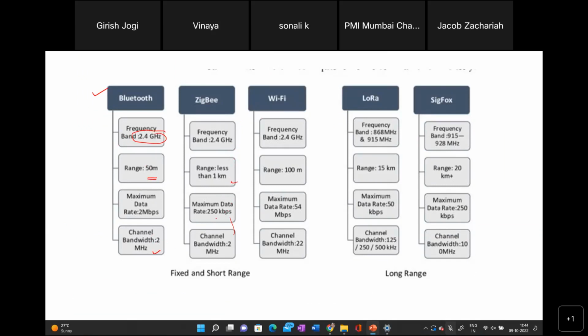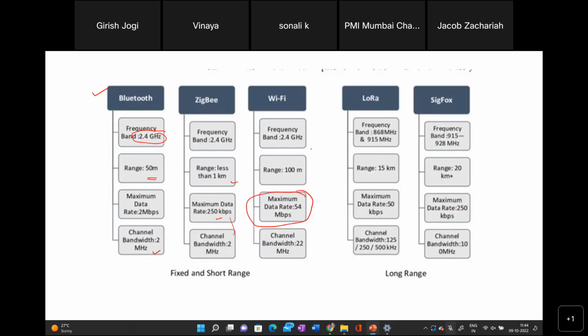Maximum data rate possible is 250 kilobits per second. So if you have small data packets to be transferred, then you can use Zigbee. Wi-Fi definitely has the advantage of the higher data rate. I can get 54 megabits per second, and the range is also comparatively more as compared to Bluetooth.